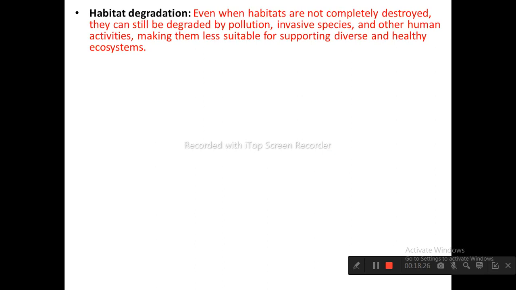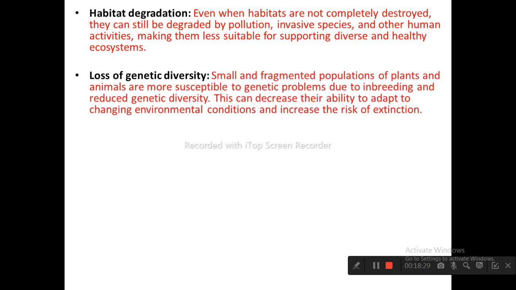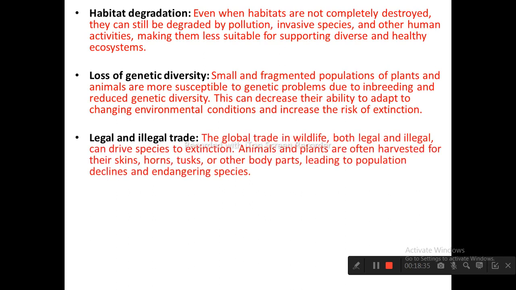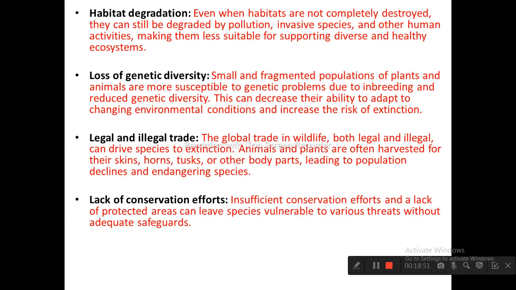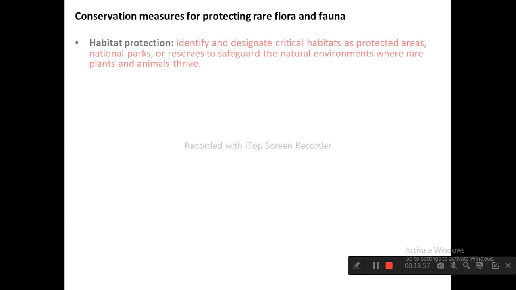Next one is habitat degradation. Next one is loss of genetic diversity, legal and illegal trade. Animals and plants are often harvested for their skin, horns, tusks, and other body parts, leading to population declines and endangering species. Next one is lack of conservation effort.